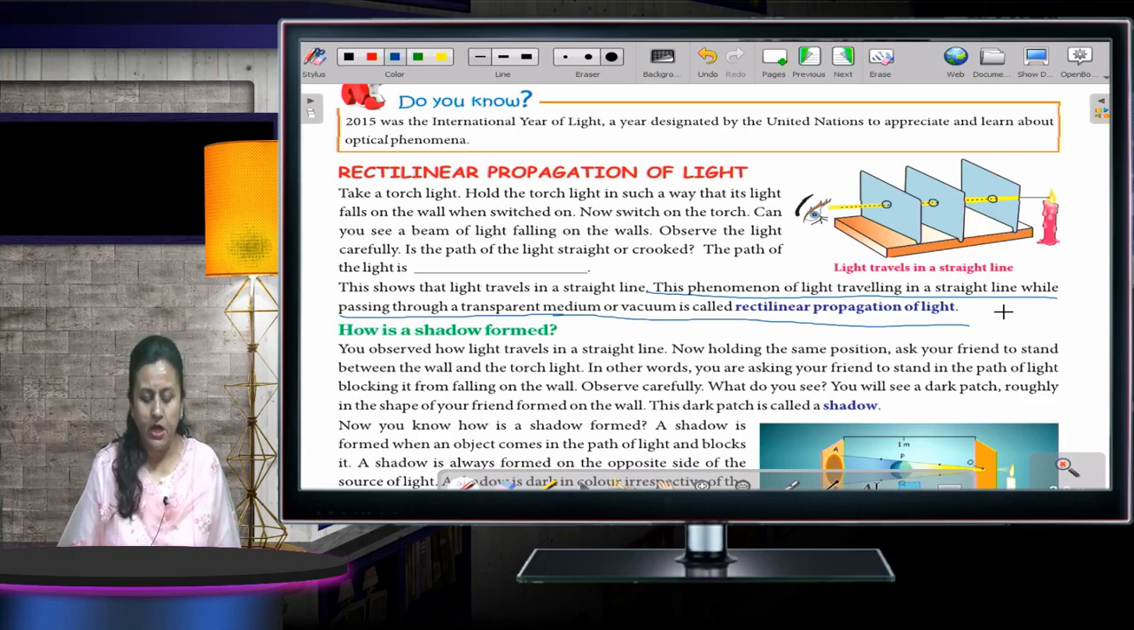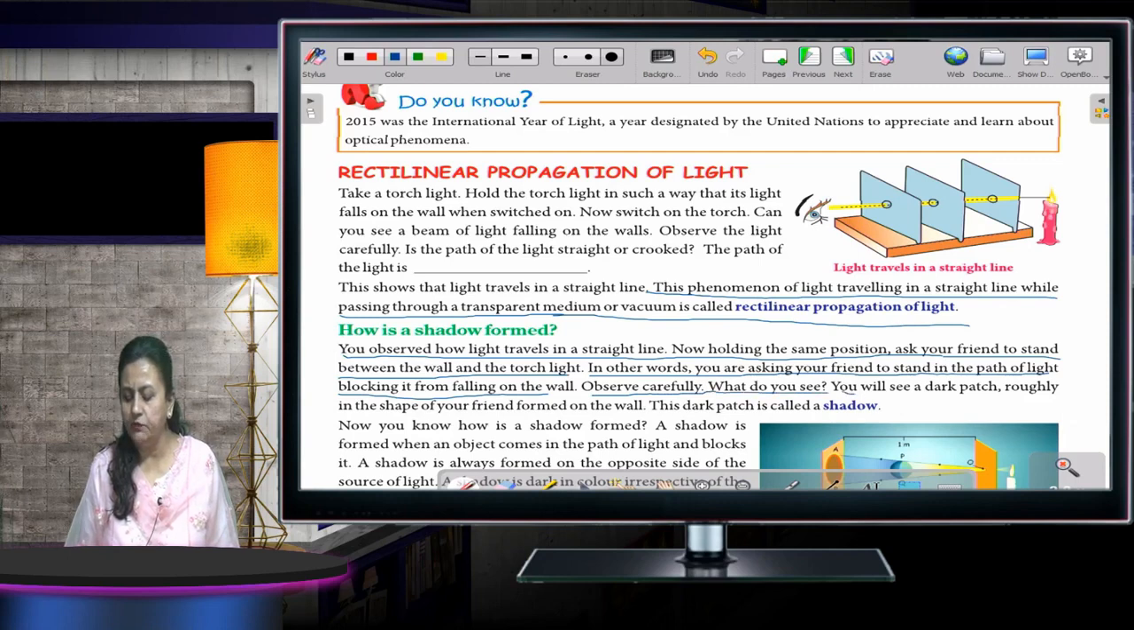Now, how is a shadow formed? ठीक है, कैसे होता है shadow? What is a shadow? Shadow is परछाई. How is it formed? You observe how light travels in a straight line. Now holding the same position, ask your friend to stand between the wall and the torch light. In other words, you are asking your friend to stand in the path of the light, blocking it from falling on the wall. Observe carefully.